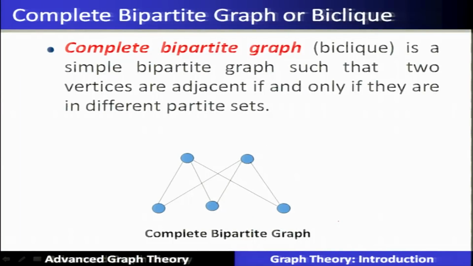Now, the complete bipartite graph is also called a biclique. It is a bipartite graph having the adjacency relation to all the vertices in the other partite set. For example, this vertex is adjacent to all vertices in the other partite set. Similarly, this vertex, and similarly these vertices, hence it is called the complete bipartite graph. A complete bipartite graph is a simple bipartite graph such that two vertices are adjacent if and only if they are in different partite sets.